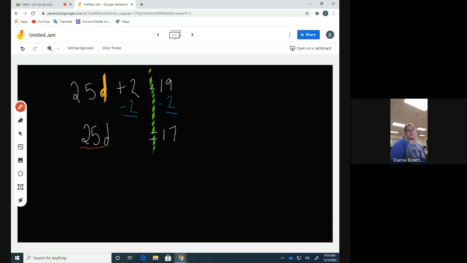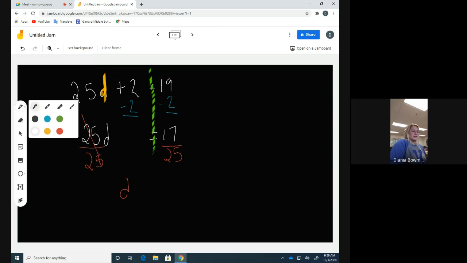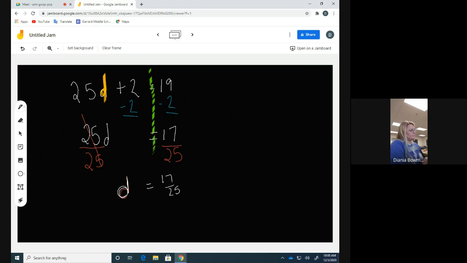Okay, I'm going to divide, so I know I'm going to divide both sides. But what am I dividing by? Divide by what? 25, right, Presley. So I'm going to divide both sides by 25. I'm going to get D. D is equal to 17 over 25. Okay.